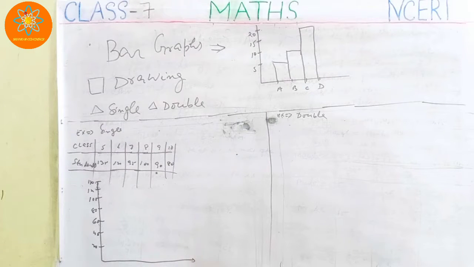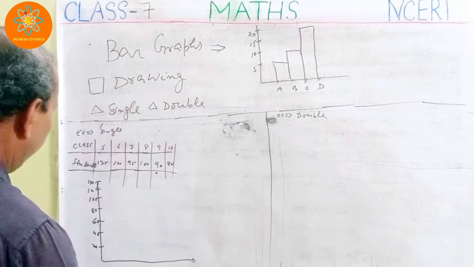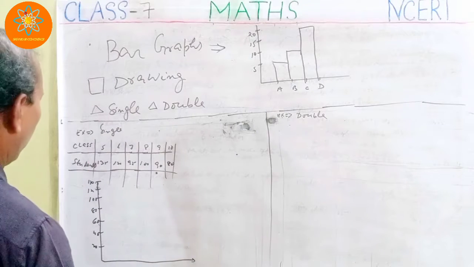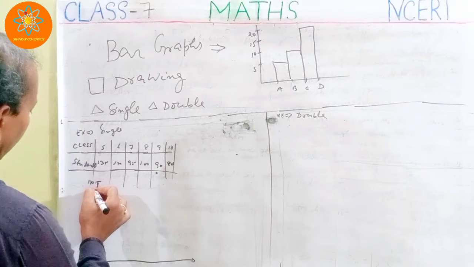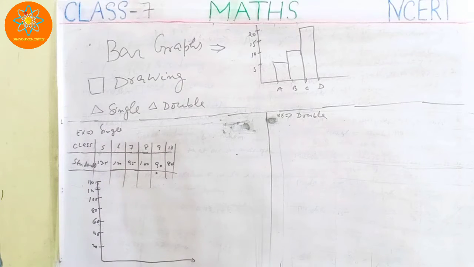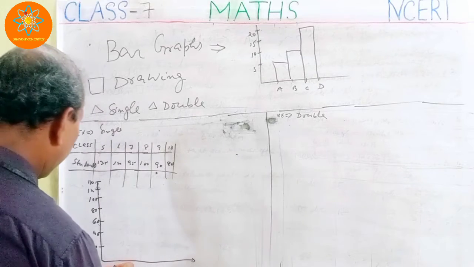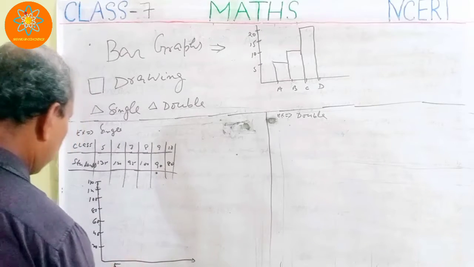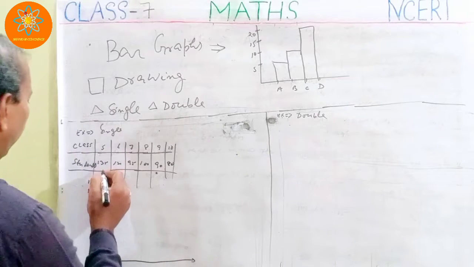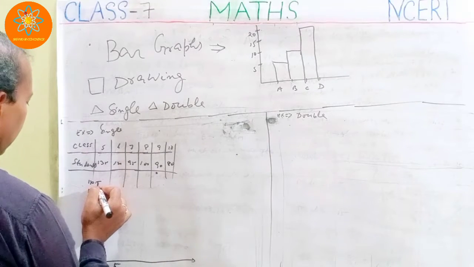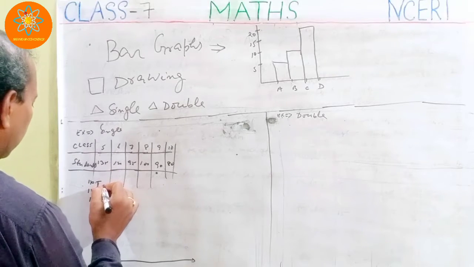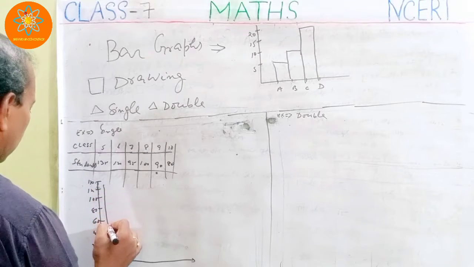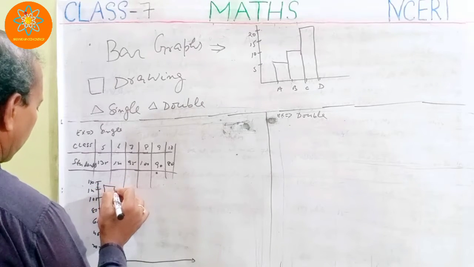Now, if I take the 5th class, how many students are there? 135. It is 120, 140, so in between is 130. So I am taking the 5th class. 135 is there, so one in the middle of this 130, so I will increase slightly above. This is for the 5th class.